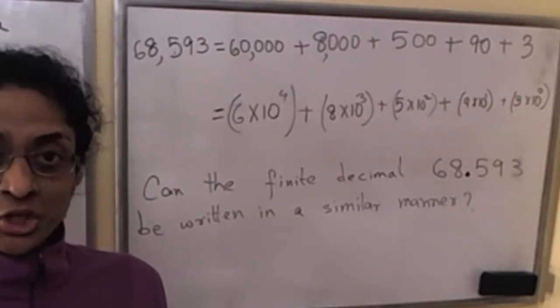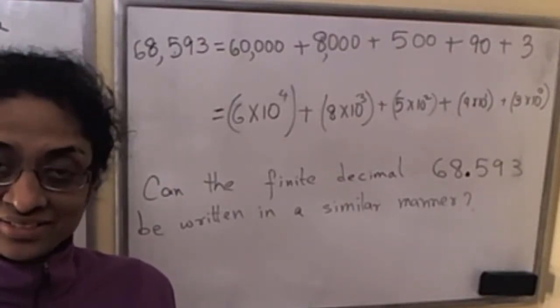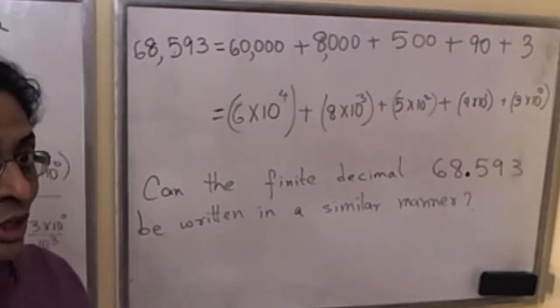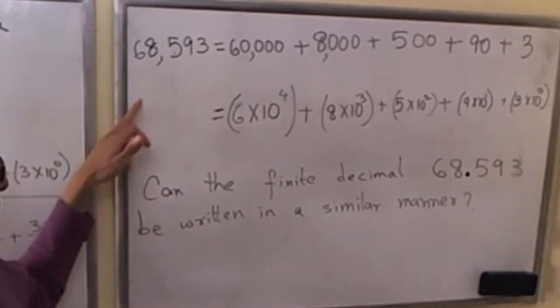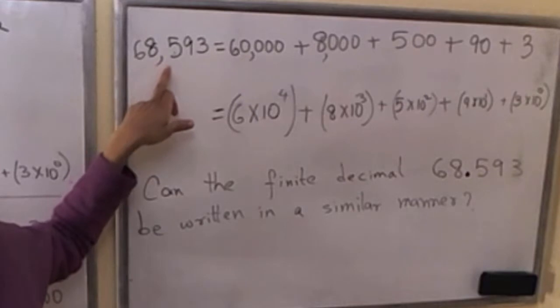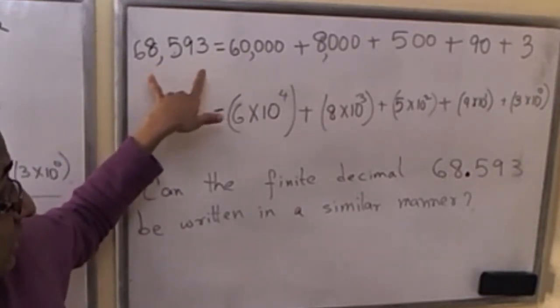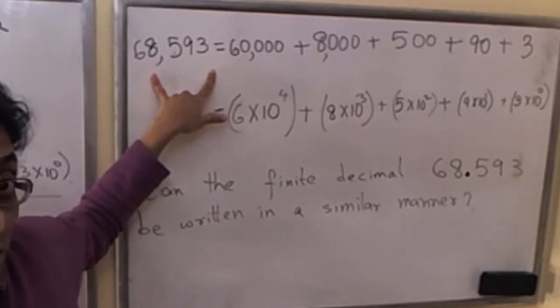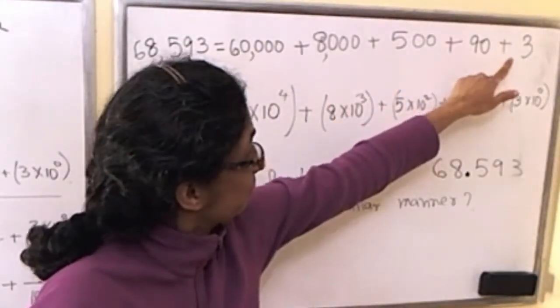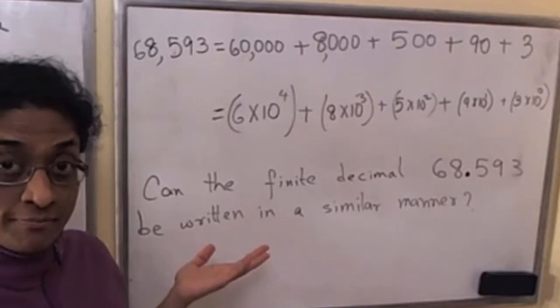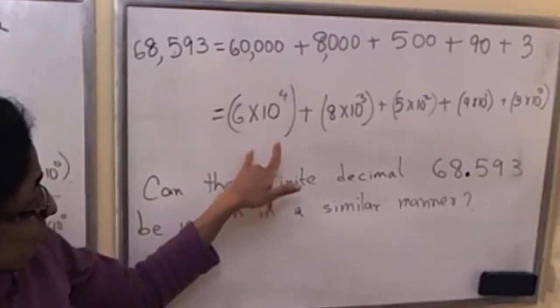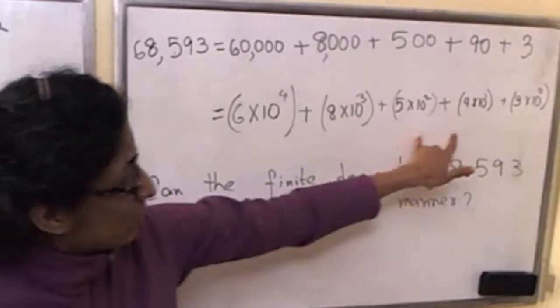Hi, let's talk about finite decimals and their expanded form. So let's look at what we have here. I have the whole number 68,593, and you may recall that we may write it in expanded form in this manner, or if you are comfortable with powers of 10, we may also write it in this manner, the expanded form.